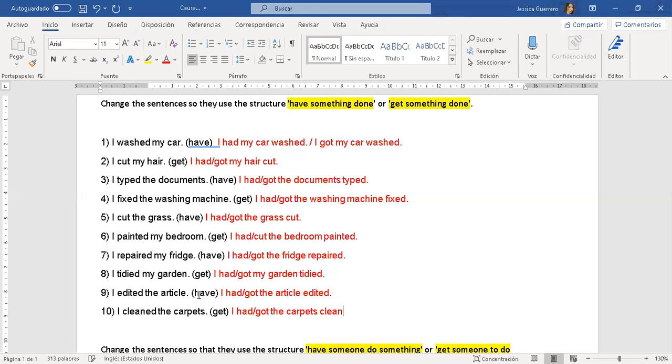Okay, so with these ones, it didn't really change very much because most of them were regular verbs. So with regular verbs, the past participle is the same as the simple past. But if there are other verbs that do change, the irregular ones, then in that case we are going to have to put it in the past participle. Okay, does that make sense? Yes.